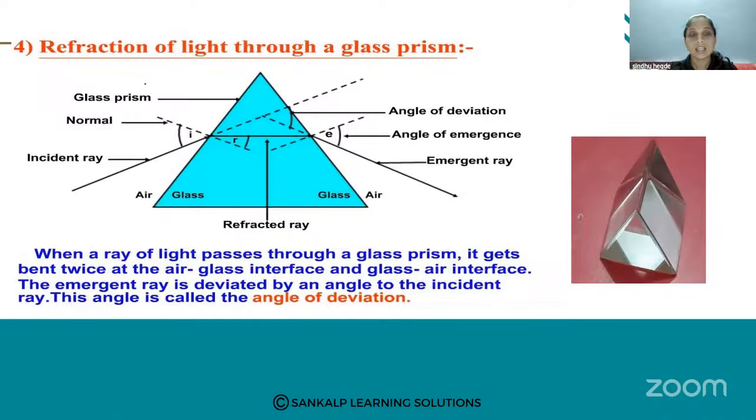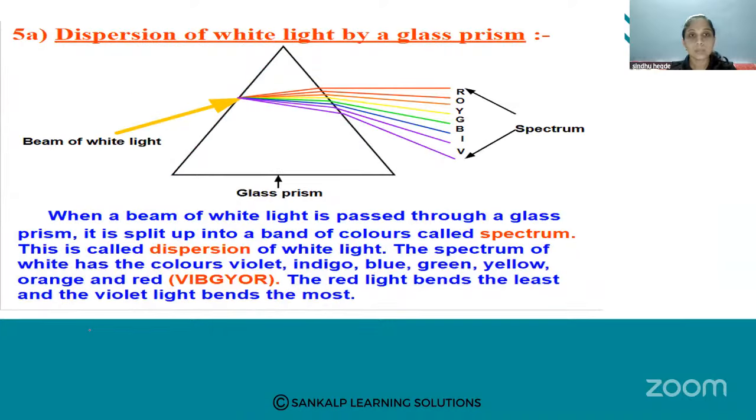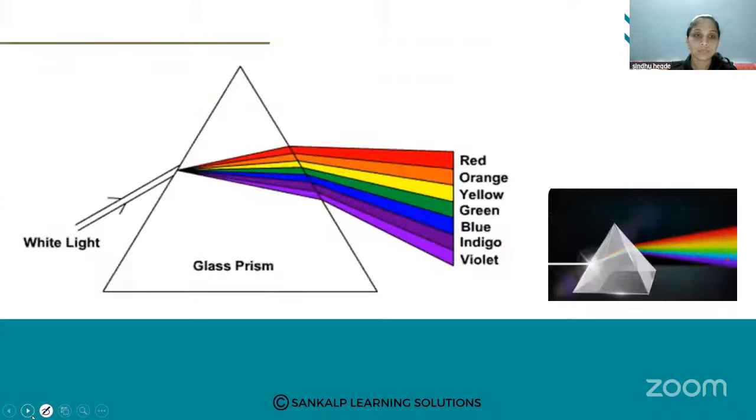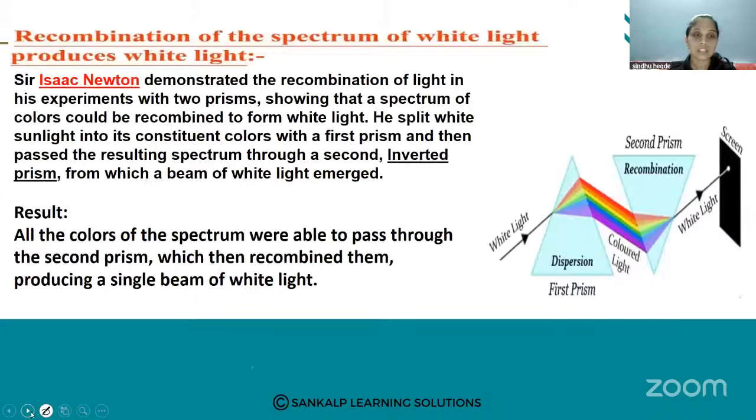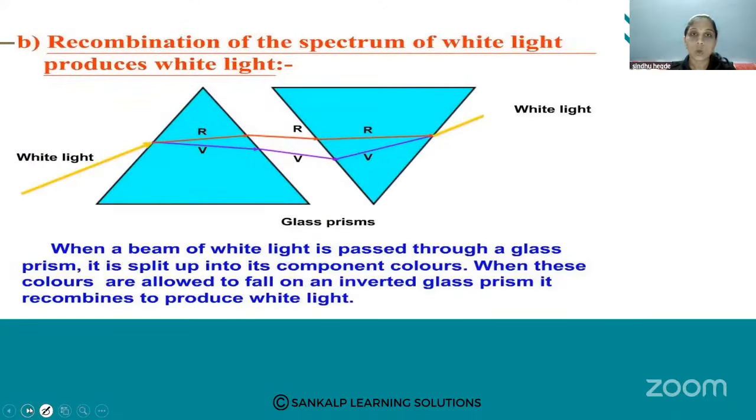Next, refraction of light through a glass prism. This one is also completed: how the refraction of light takes place in a glass prism. Next, the dispersion of white light through a prism is also completed. How the dispersion takes place in a prism, right? Yes. Then recombination of light is also completed.